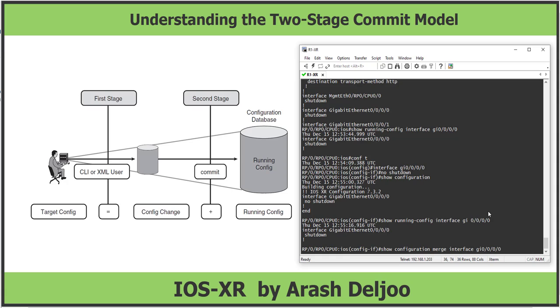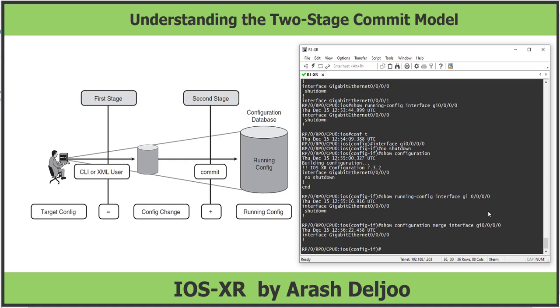Actually, this is not a practical command. This is only for your understanding. Show configuration merge interface gigabit 0/0. Look here. After merging, the interface doesn't have the shutdown command, and because no shutdown is the default, we don't see the no shutdown command, but actually the no shutdown command now works and the interface will be up.